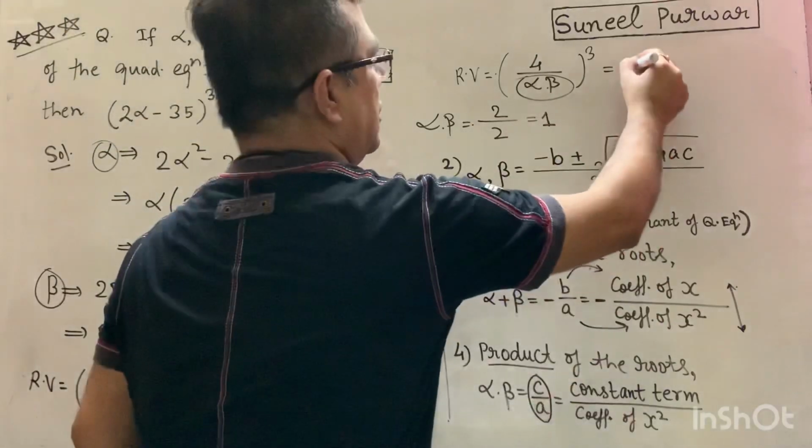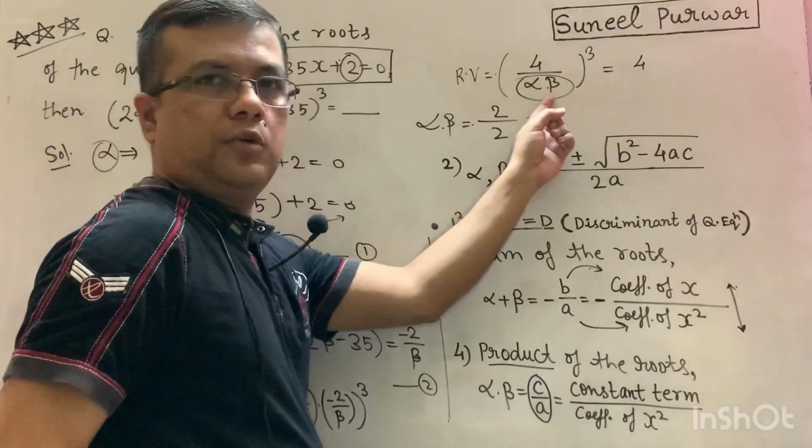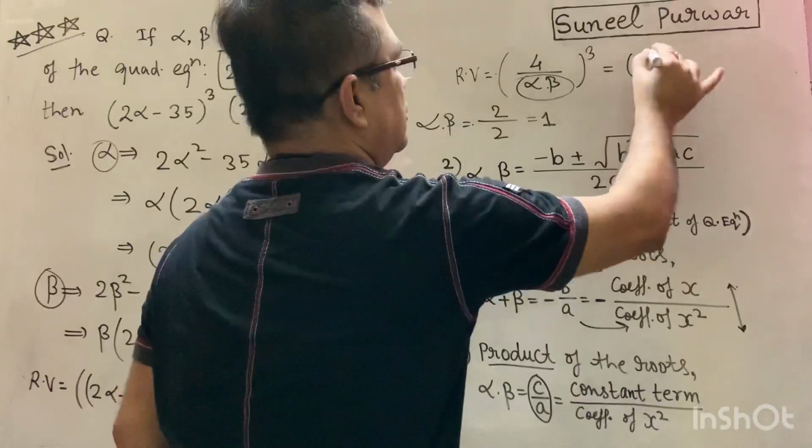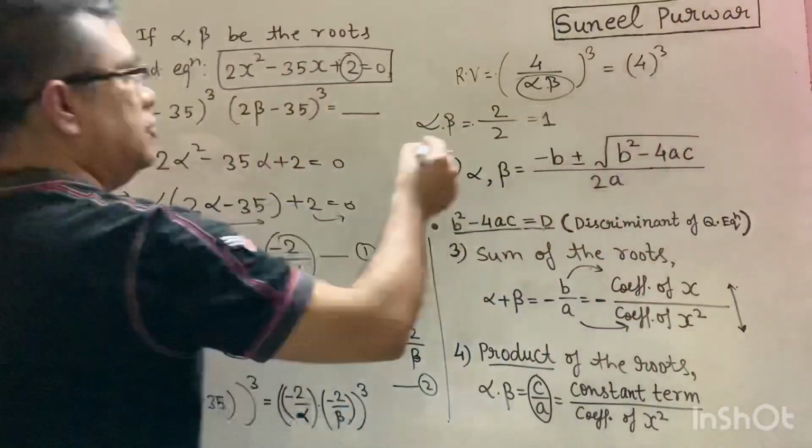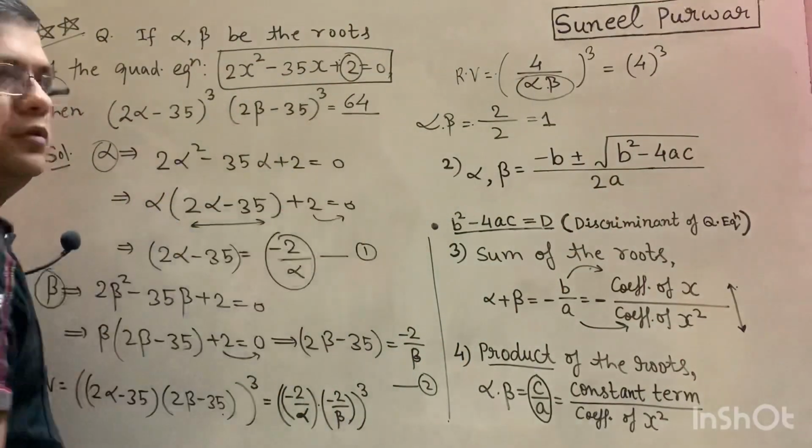So your answer is what? 4 upon 1, which is 4 only, whole cube, which is 64. So that's your answer, 64.